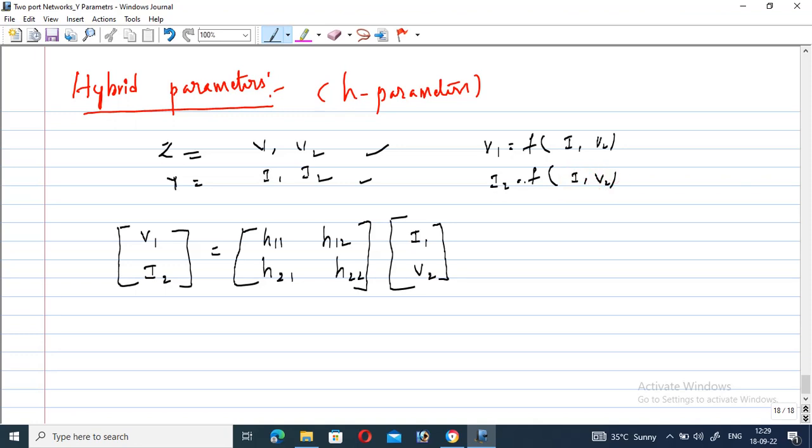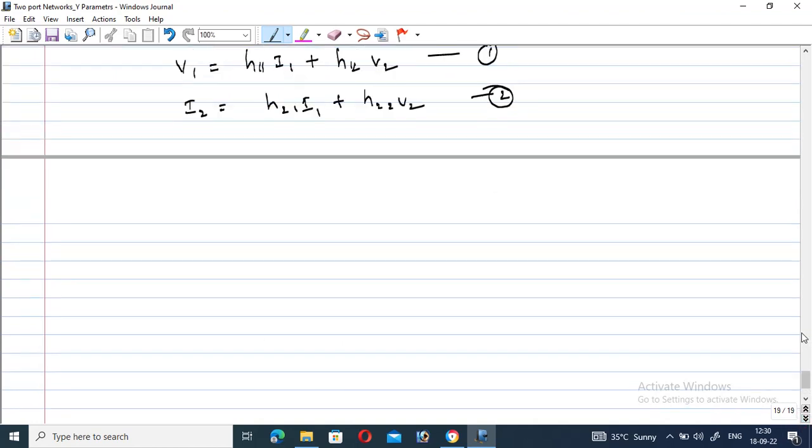This is just a functional representation. Now from these equations we can write down the equations: V1 is equal to h11 into I1 plus h12 into V2, as well as I2 is equal to h21 into I1 plus h22 into V2. Let us consider these as equation number 1 and 2 in this case.